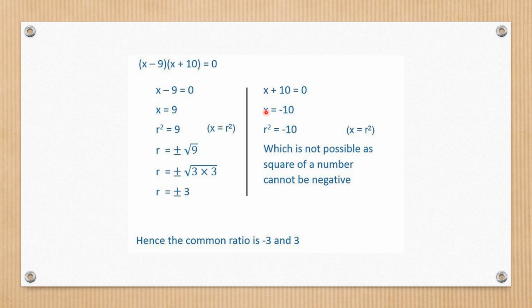But since x was your r square, no square will be equal to a negative number. So this is not possible. Okay, so we will reject this case. x is 9. That means r square is 9. So r will be plus minus root 9, that is plus minus 3. So what is the common ratio? It is either minus 3 or 3.